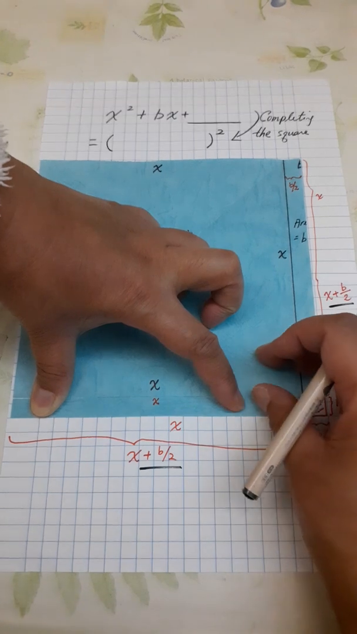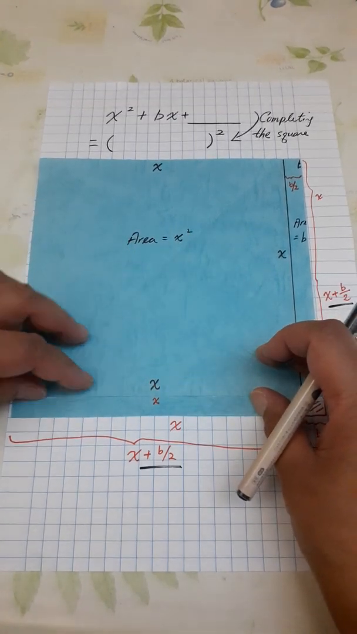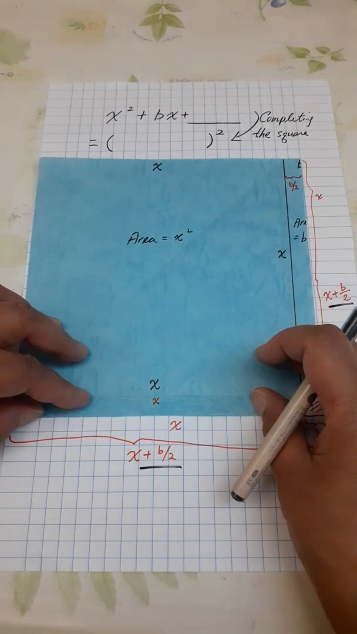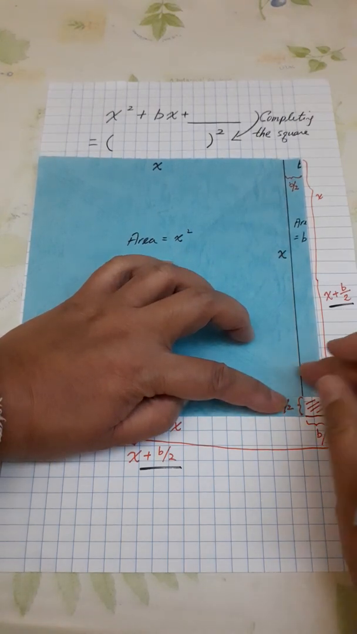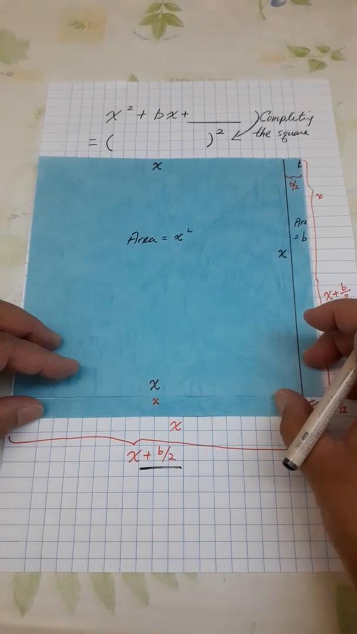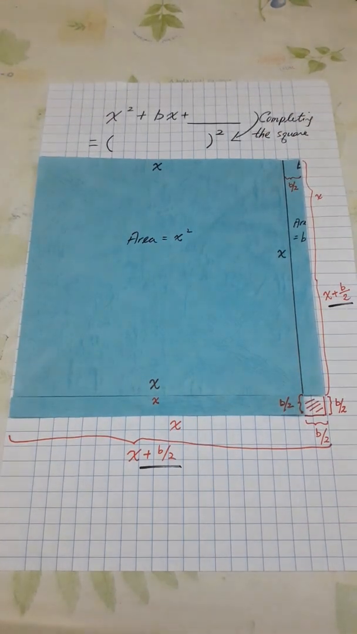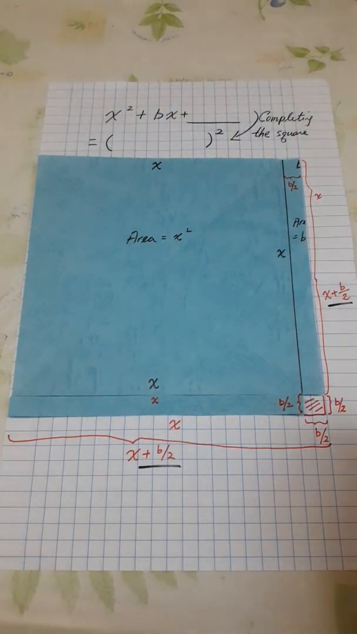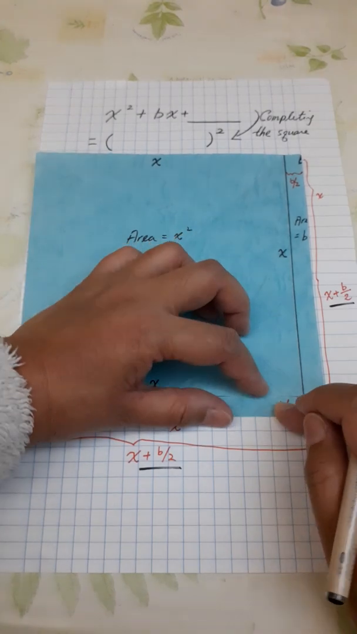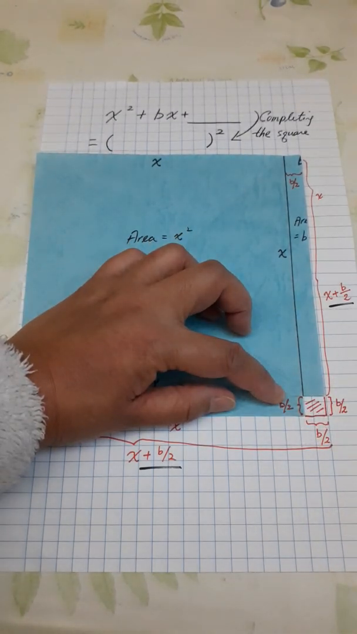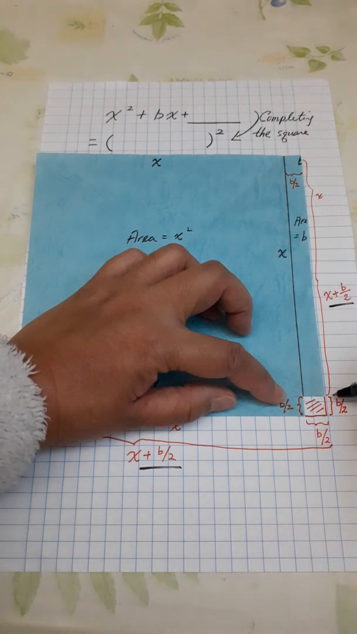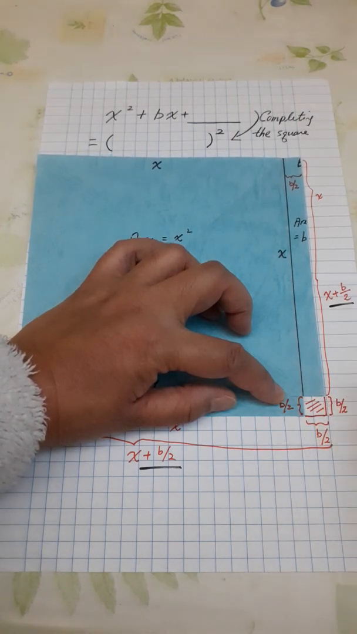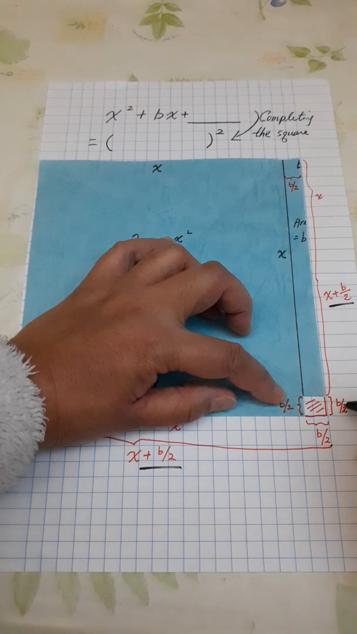This one is a square now. It means I just need this little corner so that I can form another square like that. And for this little corner, you can see carefully, this part is b over 2, this part is b over 2. It is a small square.